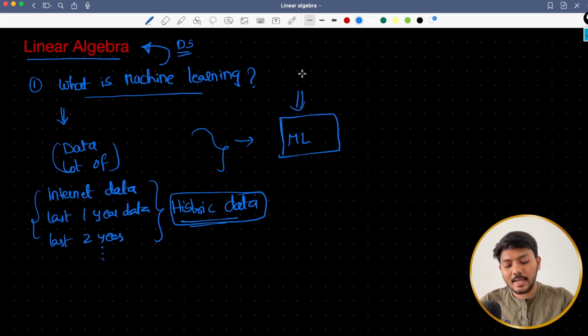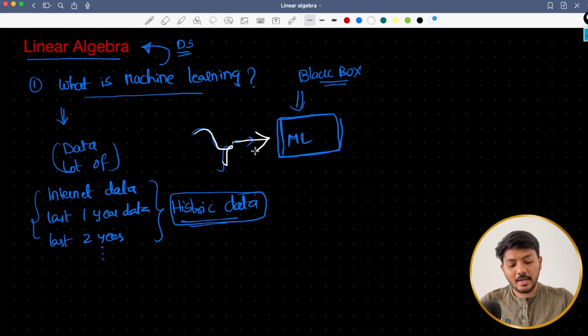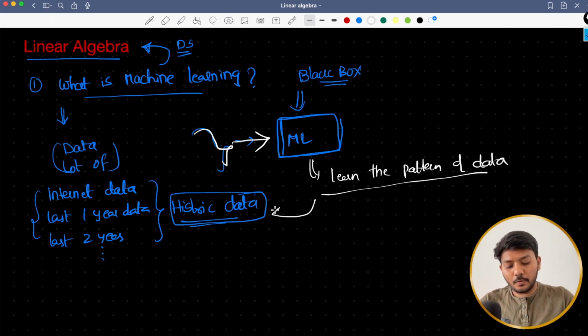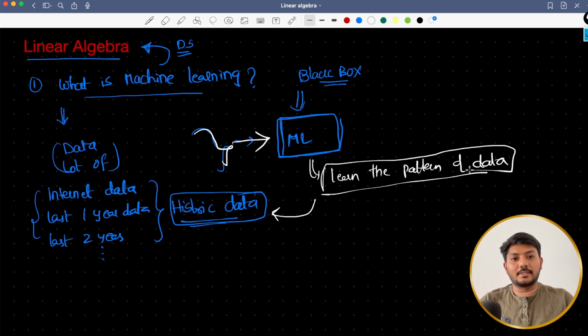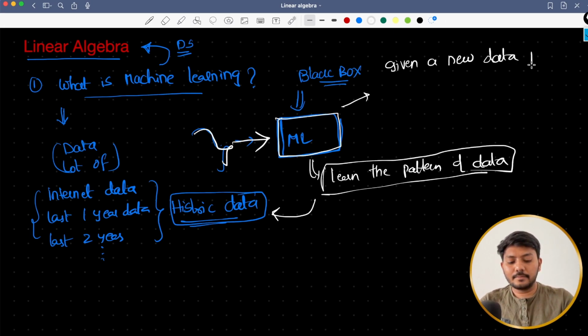Let's treat this as a black box as of right now. Let's not go into detail of what this is. So let's assume this is a machine in which you are passing all of your data, and this machine will try to learn the patterns of the data. Whatever the data that you provide, it will try to learn the patterns. So once it learned everything, then the task of this box is, given a new data point, predict what it is.